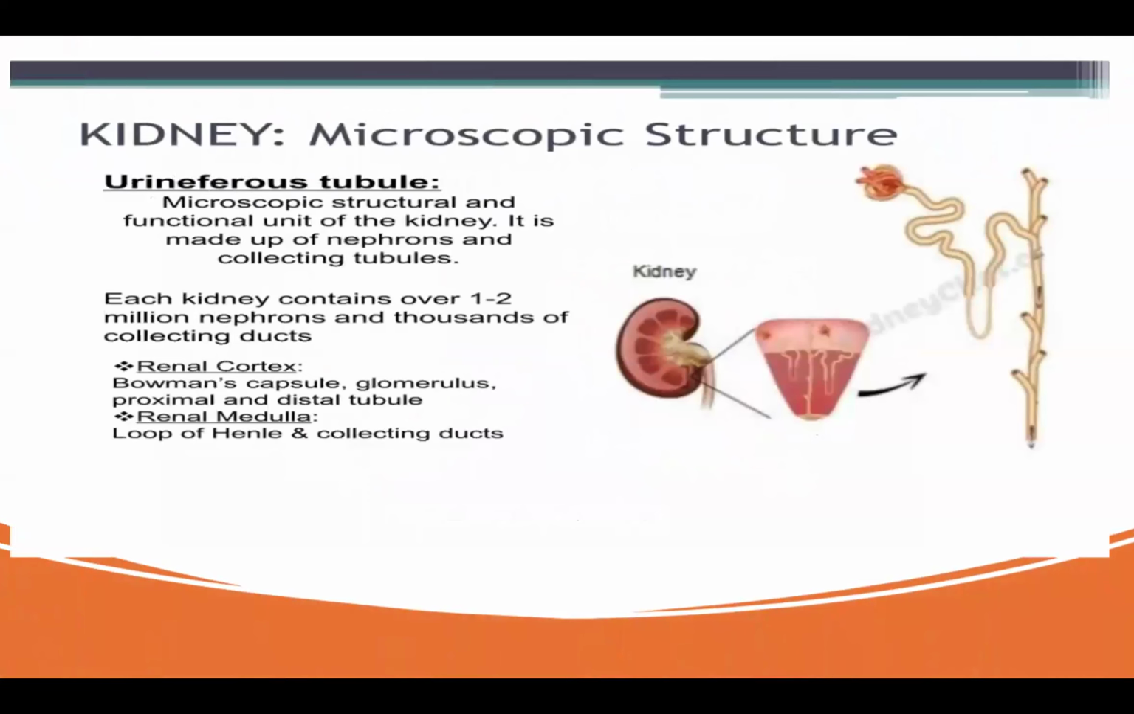Next, microscopic structure. Uriniferous tubule: the microscopic structural and functional unit of the kidney. It is made up of nephrons and collecting tubules. Each kidney contains over 1 to 2 million nephrons and thousands of collecting ducts.